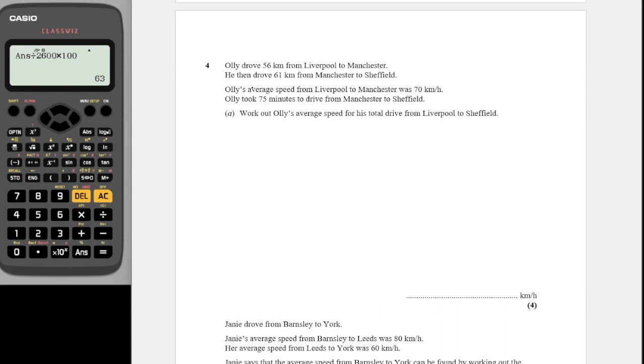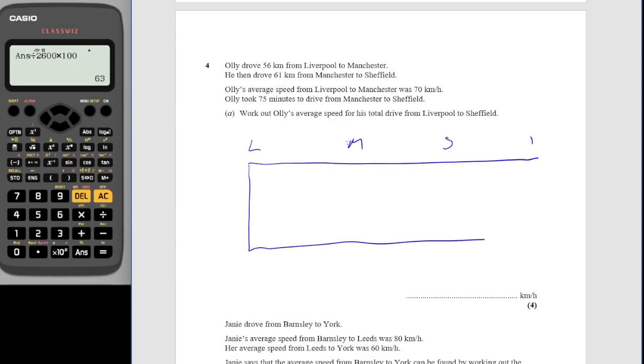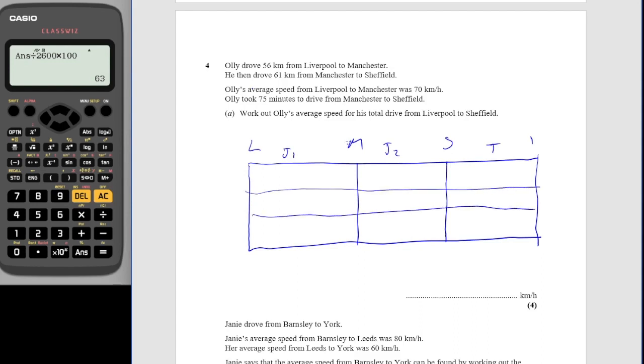So if we break this down, we're going to break it into a 2-part journey. So we've got Liverpool, Manchester, and then Sheffield, and then in effect we're going to have a total. So this is journey 1 or trip 1. We'll call it journey 1, journey 2, and we'll call it total. Okay, and then we'll break this into 3 sections. We've got speed, distance, time.